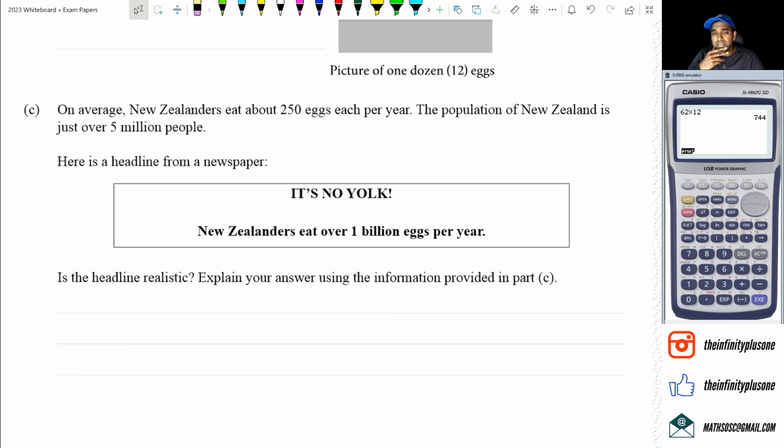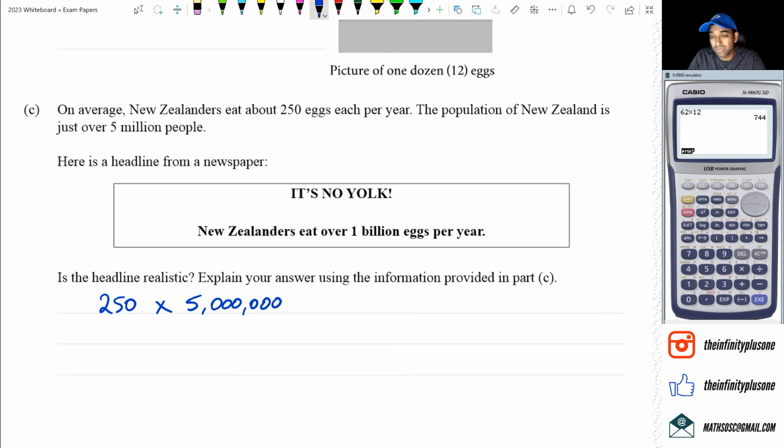All right, so let's move on to part C of this question. What we've got here is New Zealanders eat about 250 eggs each per year. Population of New Zealand is 5 million. Here's a headline. Is the headline realistic? All right, so what do we have to work out? We've got to work out first off how many eggs New Zealanders actually consume in a year. So we've got 250 eggs per year. That means they're eating 250 each.